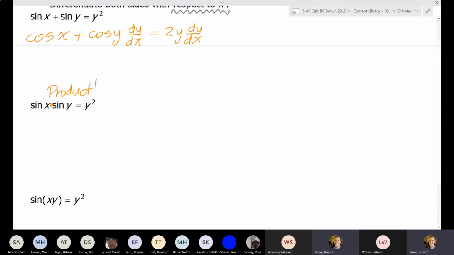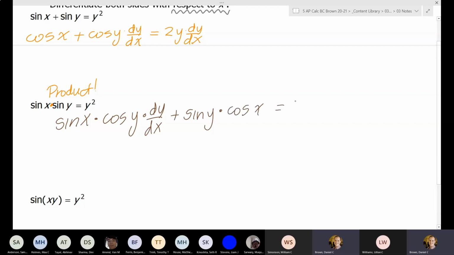So using the product rule, I have the first times the derivative of, there's my implicit differentiation, plus the second times the derivative of the first, and then on the other side we have the 2y dy dx. Notice when you do implicit differentiation, you only multiply by that dy dx when you took the derivative of y, and it happens immediately after you took the derivative of y, just like the chain rule would work.